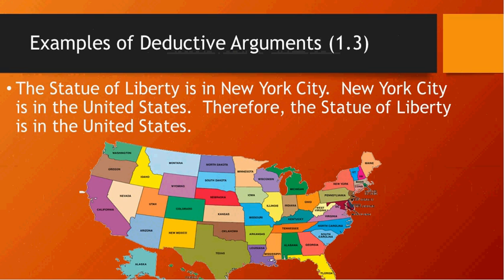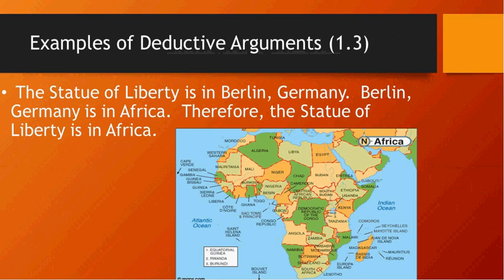In order to better understand this, think about cases in which the premises are false. Even in cases where the premises are false, the conclusion has to follow if the argument is well reasoned. Here's an example. The Statue of Liberty is in Berlin, Germany. Berlin, Germany is in Africa. Therefore, the Statue of Liberty is in Africa. Okay, we know that this is a deductive argument because the conclusion has to follow if the premises are true. So again, in this case, we know that they're false, but the test of whether the argument is well reasoned depends on that if, right?